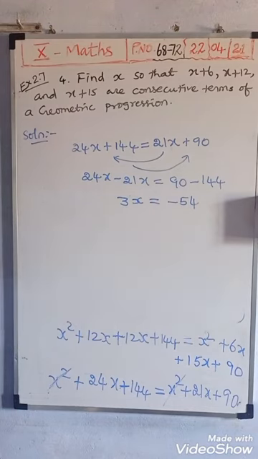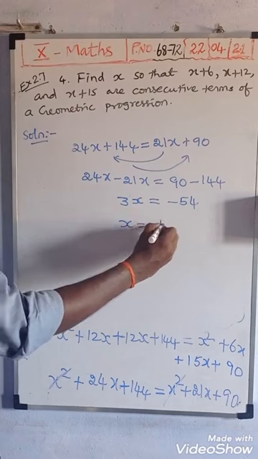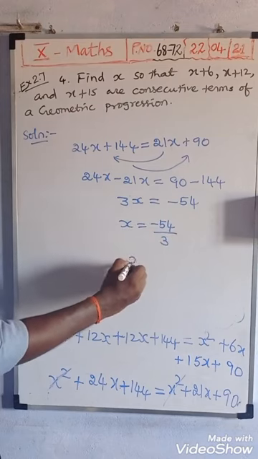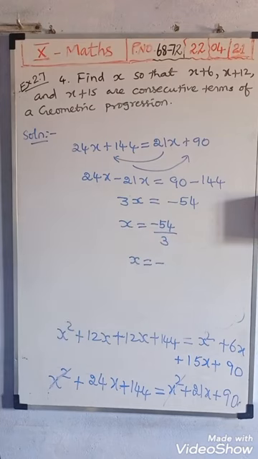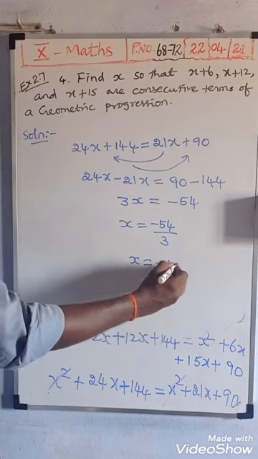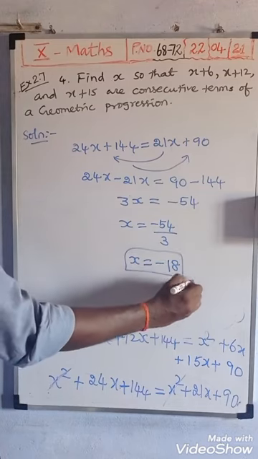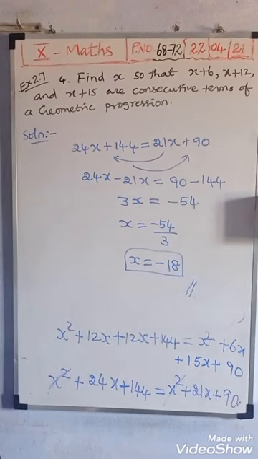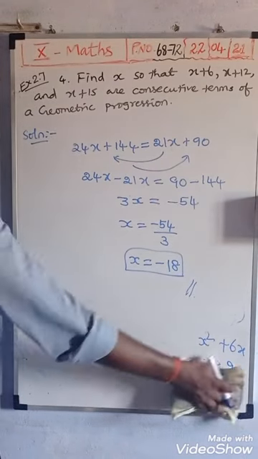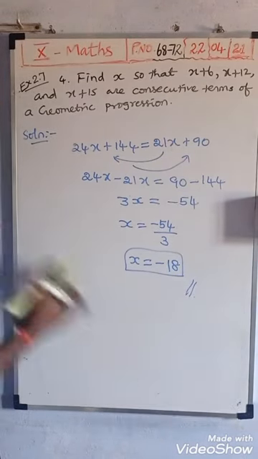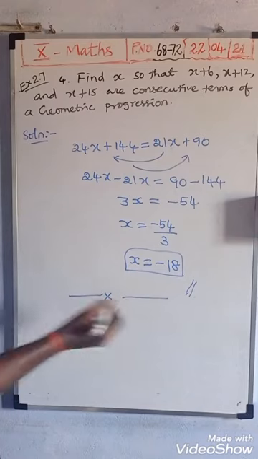We need the value of x. Therefore x = -54 by 3. Cancelling this, we will receive the answer -18. So using these three terms in GP, we receive the value of x. Okay, that's all.